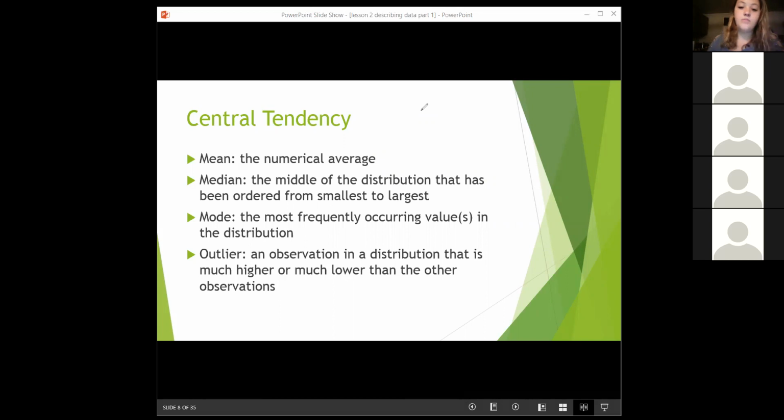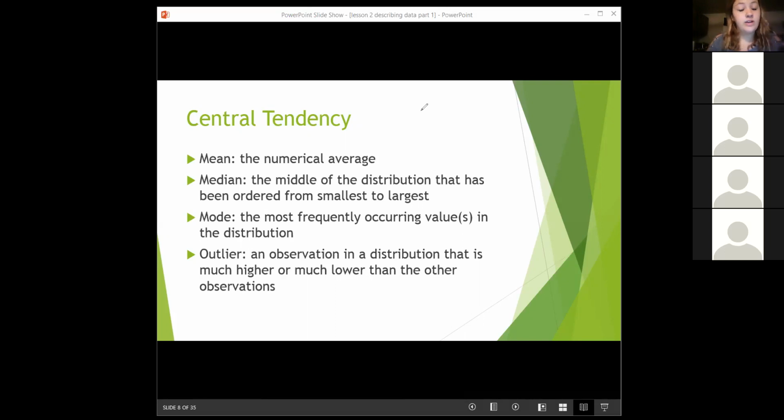Okay, central tendency is a way that we can describe our distribution and the different parts of it. We have our mean, which is basically the average. You take all your values, add them up, and divide by the total number of values. Median is the middle of your distribution. It's resistant to changes in values. As long as they're in the same position, you can change the values by any number and the median will stay the same, as long as you still have the same number of values in the same position.